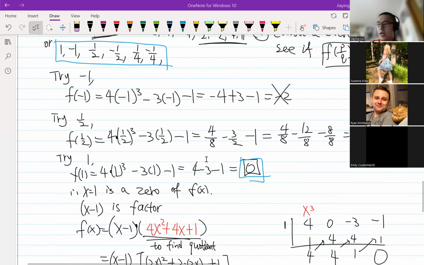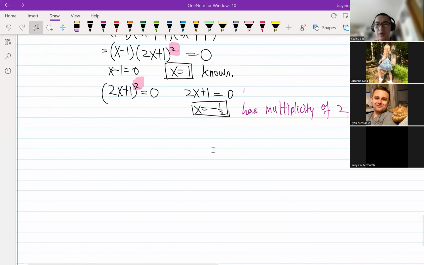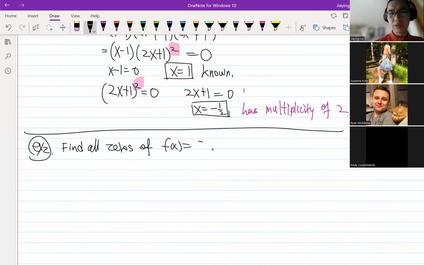Okay. All right. So I think it might be helpful to work with another example here. So again, I'm going to use another example. Find all zeros of f of x equals 3x cubed plus 9x squared plus x plus 3. So we're going to find all the zeros, but in the middle, we're probably going to factor f of x.